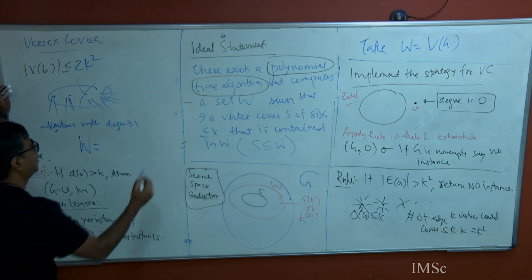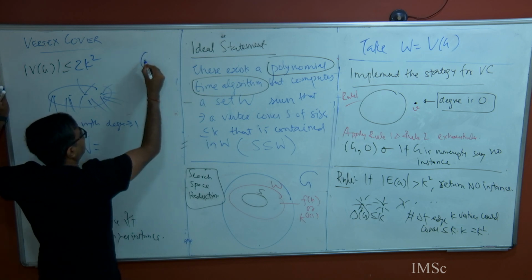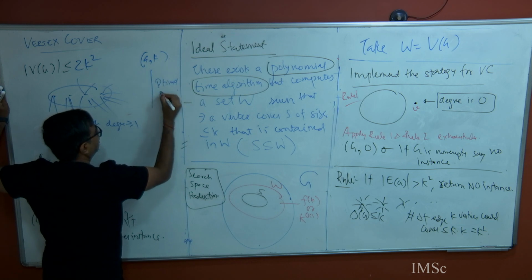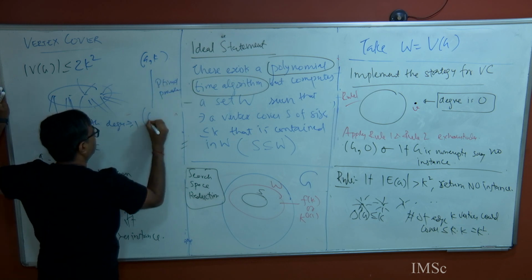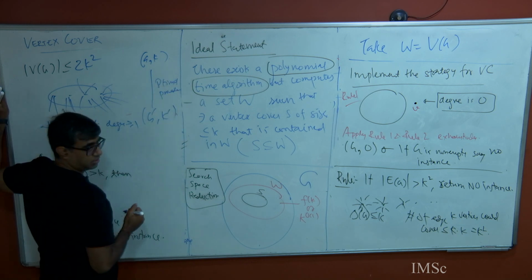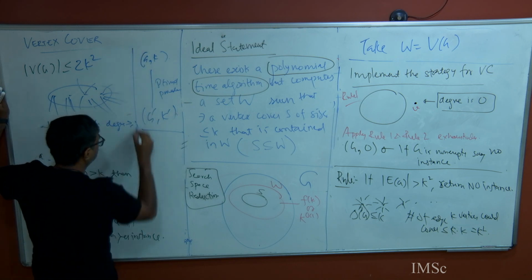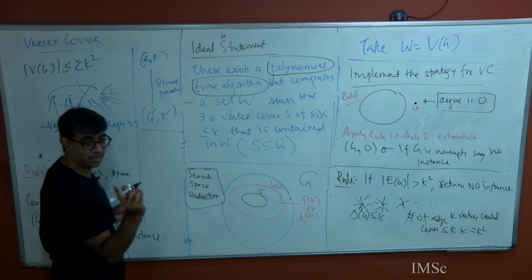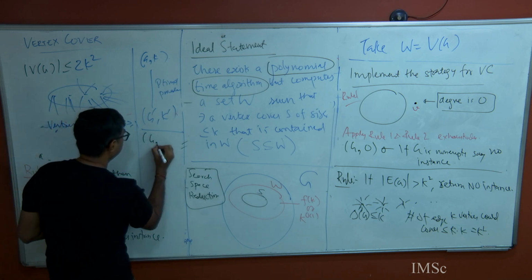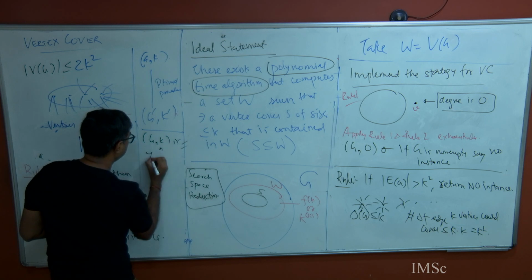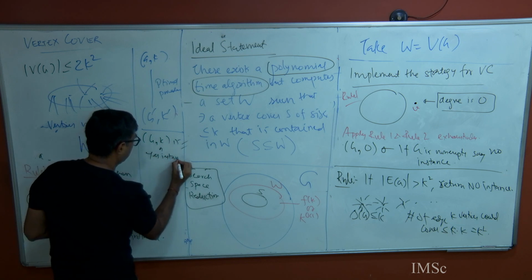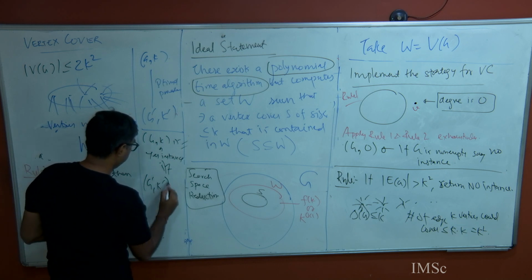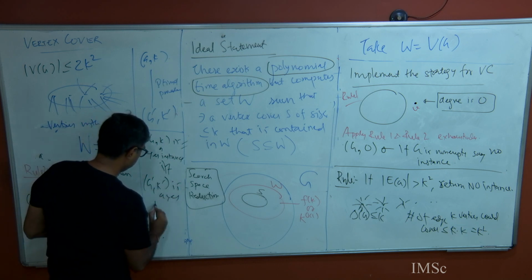So, suppose we had this G comma K, we applied this poly time procedure and produced G prime, K prime. And what is the property of this procedure that we made? That we never change the answer. So, basically G comma K is a yes instance if and only if G prime, K prime is a yes instance.